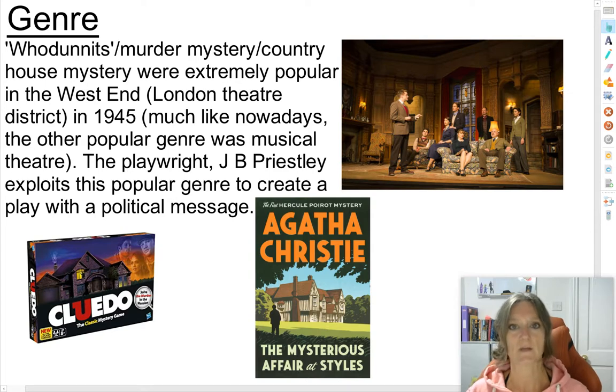And I guess that's because people like to try and solve the crime along with the detective at the same time and think who's guilty. And that's what An Inspector Calls is based on. And you can see that the clue is in the name of the play as well. As a totally different side note, back in 1945, the other most popular genre for West End plays was musical theatre.